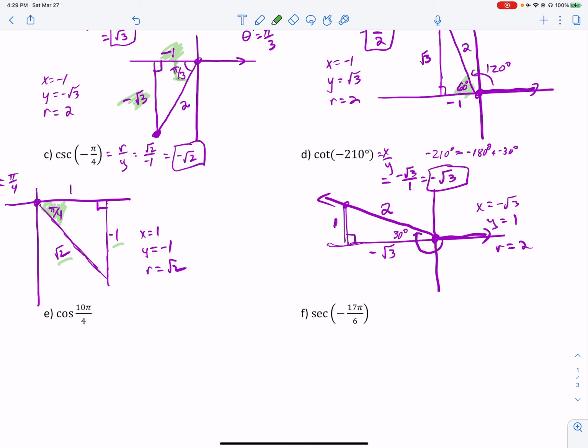Again, you've got this triangle set up. This is your 30 degrees. That's your reference angle. And cotangent is adjacent over opposite, negative root 3 over 1, getting negative root 3.